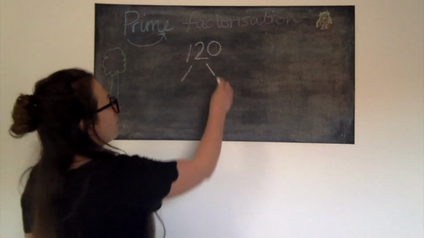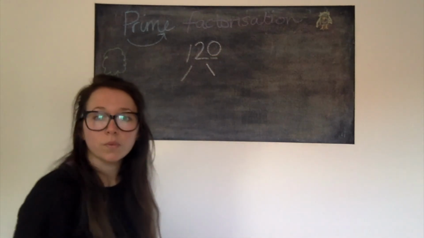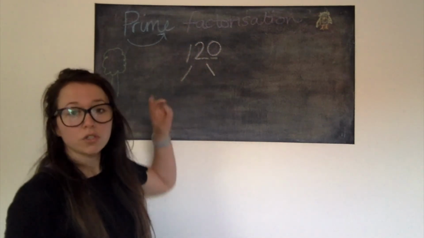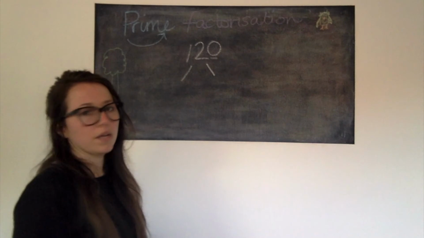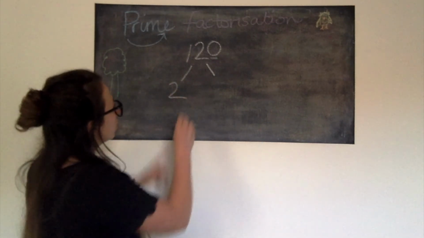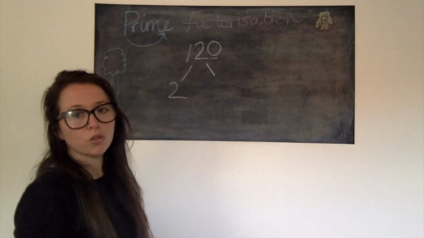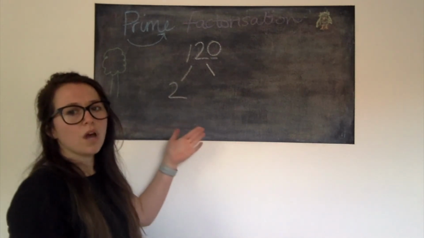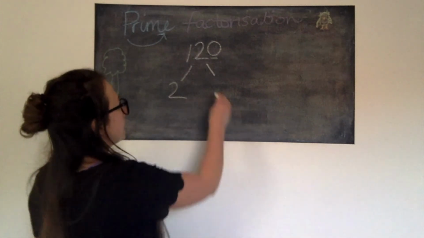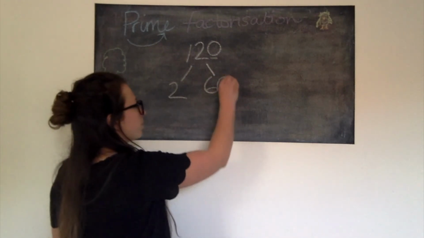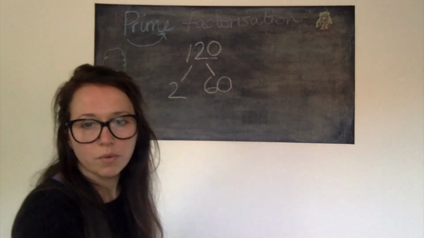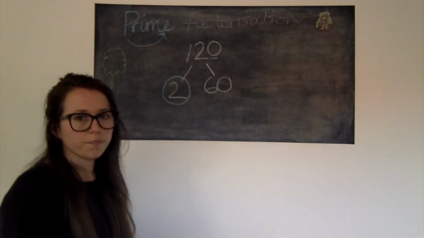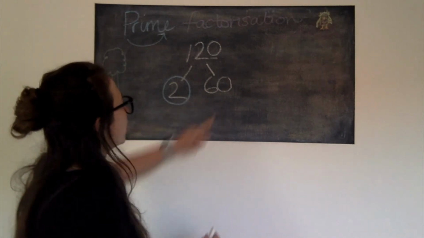Or, again, if it's an even number, which if you're doing this, there will be lots of even numbers, we know that 2 is always going to be a factor. So we can think about, well, 2 times by what gives me 120. I know that 2 times 6 is 12, so 2 times, let's make it 10 times bigger, 60 is 120. Now, remember, circling my prime numbers. I know that 2 is a prime number. Then I go to my other number, so I've got 60.